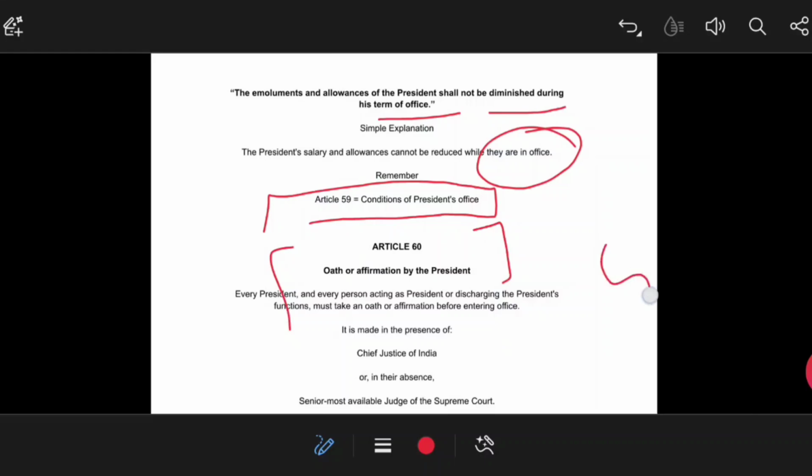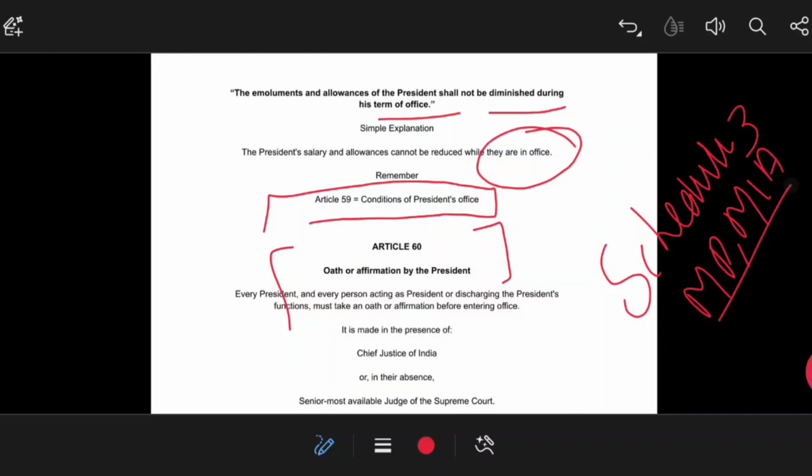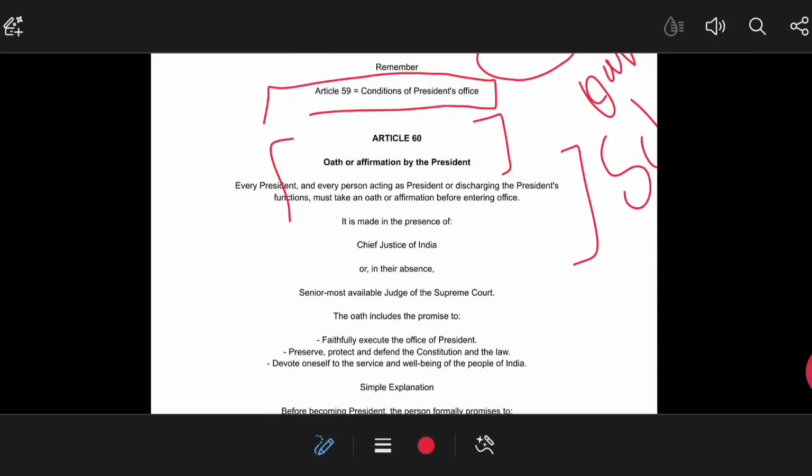As you all know, the third schedule contains the oath or affirmation for the MP, MLA and some other institutions, right? But you will not find the mention of oath and affirmation of the president in this schedule, because this is mentioned in Article 60 itself. Every president and every person acting as president, or discharging the duty of president, must take an oath or affirmation before entering the office.